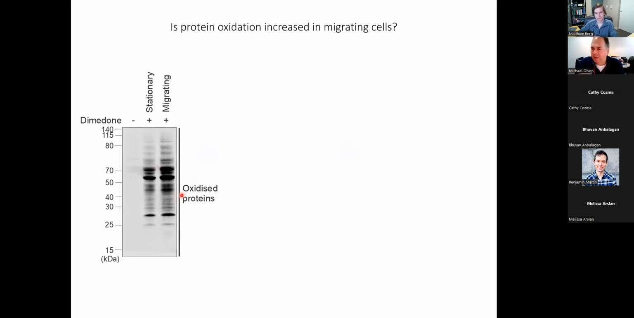And so what we did is we took confluent monolayers of cells on dishes. In order to induce migration, we scratched off about 2/3 of the cells on the dish and then waited about 2 or 3 hours for them to start moving, and compared the amount of protein oxidation in stationary cells versus migrating cells. And what we can in fact see is that there's more protein oxidation in migrating cells.